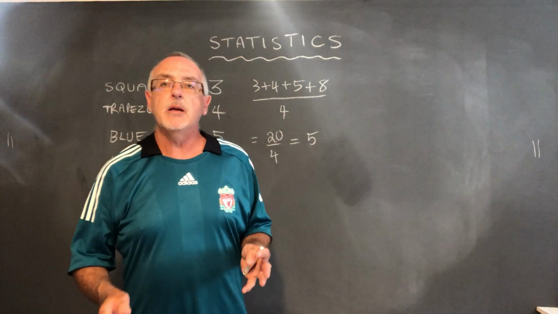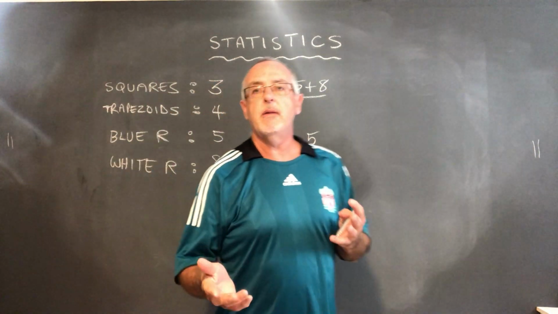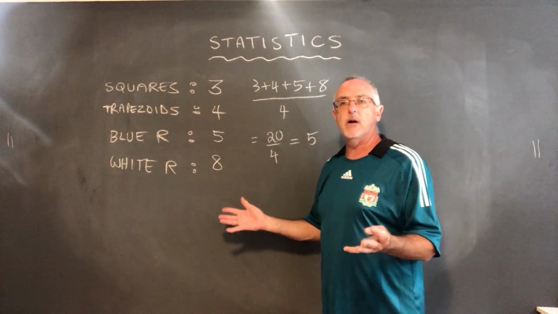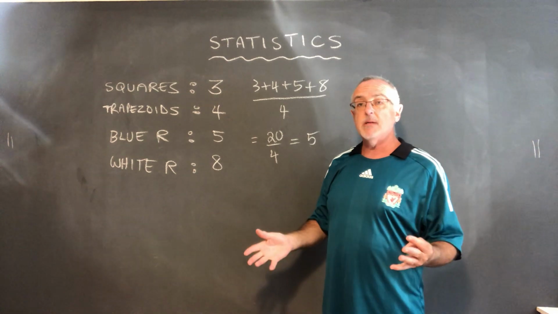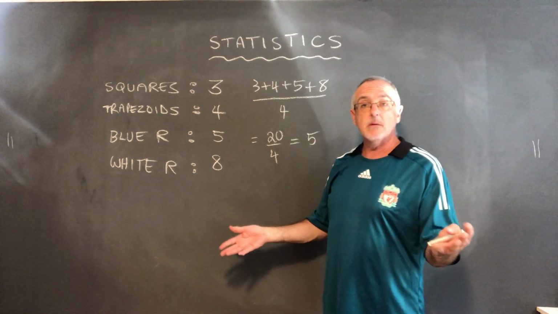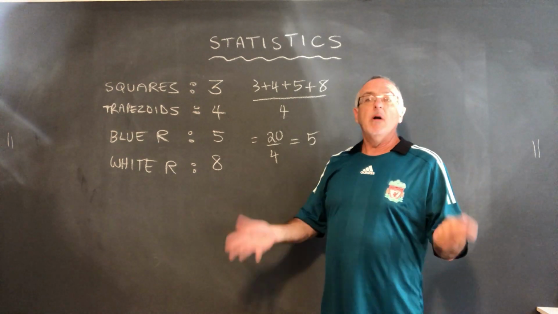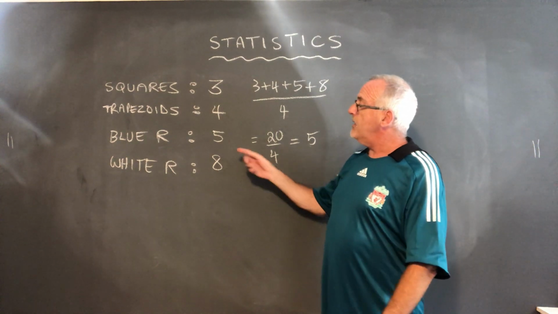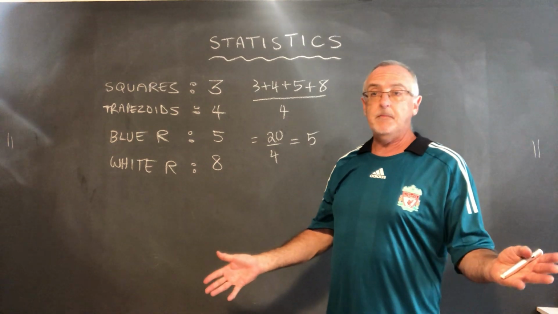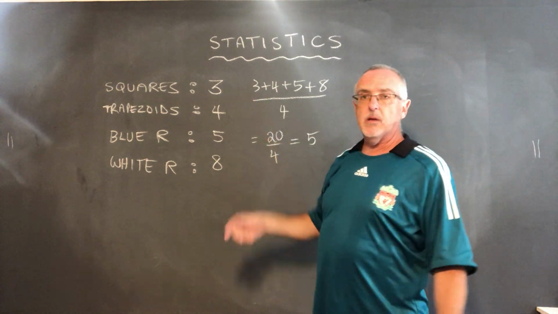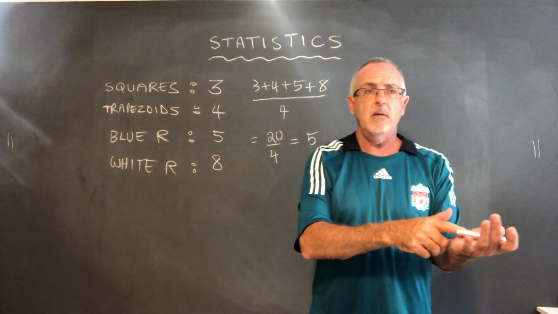The mean can also be described, therefore, as a fair share. So let's say I'm taking all of these plastic shapes and I'm giving them to 4 students. And I want them all to have their fair share. Well, if I give one of the students the 5 blue rhombuses, that student has their fair share. If I give one of the students the 3 squares, that student's going to say, hey, I only have 3.